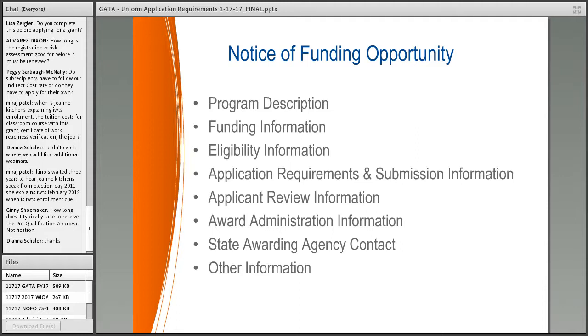There are a number of standardized sections within the Notice of Funding Opportunity, and they're included here on the screen. I want to take a few minutes, Chelsea, if we can go to the NOFO, and if you could pop that onto the screen, and I want to walk through some of the key components so you can see what I'm talking about. We'll give you just a second to open that up.